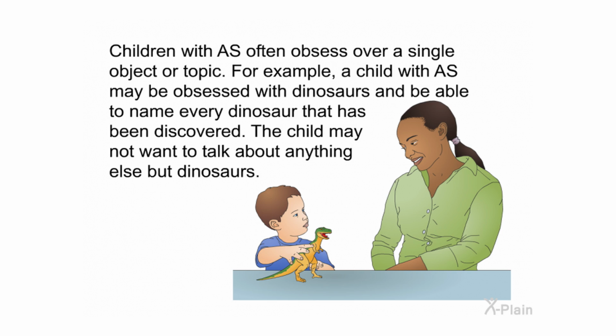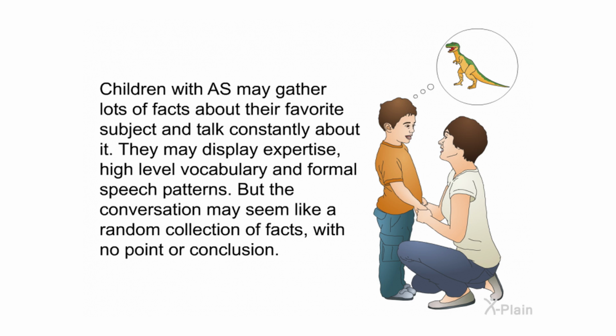Children with AS often obsess over a single object or topic. For example, a child with AS may be obsessed with dinosaurs and be able to name every dinosaur that has been discovered. The child may not want to talk about anything else but dinosaurs. Children with AS may gather lots of facts about their favorite subject and talk constantly about it. They may display expertise, high-level vocabulary, and formal speech patterns, but the conversation may seem like a random collection of facts with no point or conclusion.